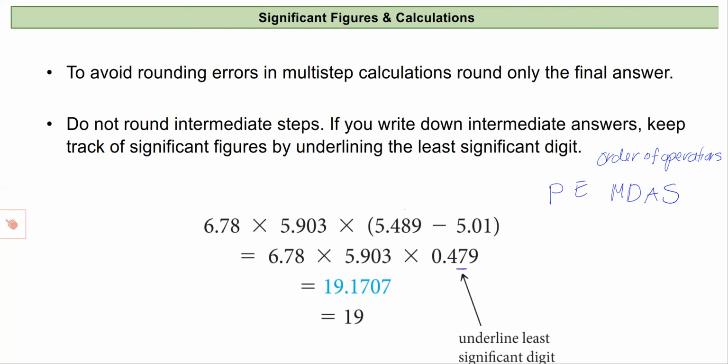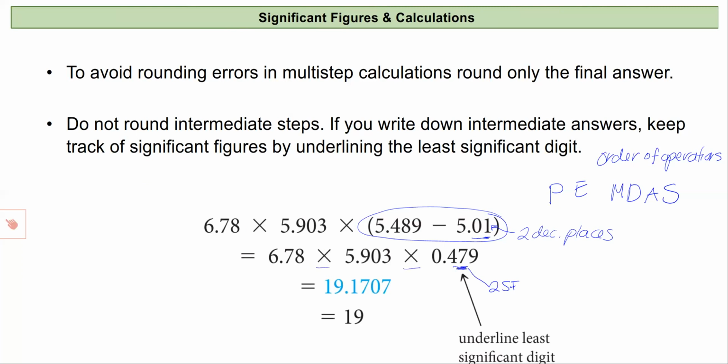So in this problem right here, we have something in parentheses. So we'll do this first. We'll subtract 5.01 from 5.489. And that gives us 0.479 if we put this into our calculator. But I need to report to the least number of decimal places. And my 5.01 has 2 decimal places. So if I was just doing this calculation, I would stop here and round to 0.48. But I'm going to keep going and just underline this to remind myself that I have 2 decimal places here. Now my next step is all multiplication.